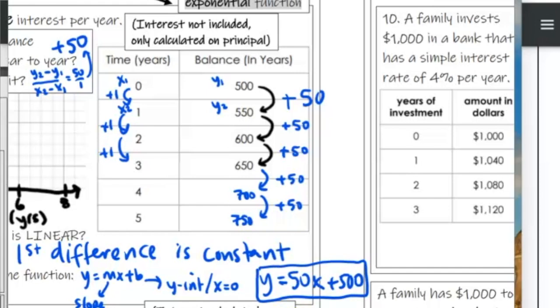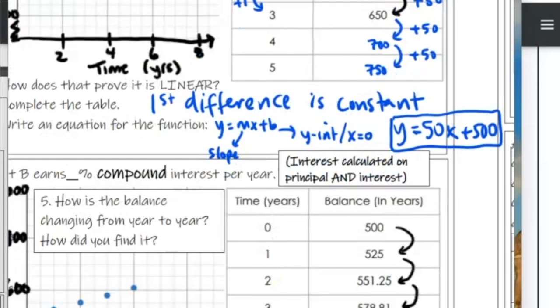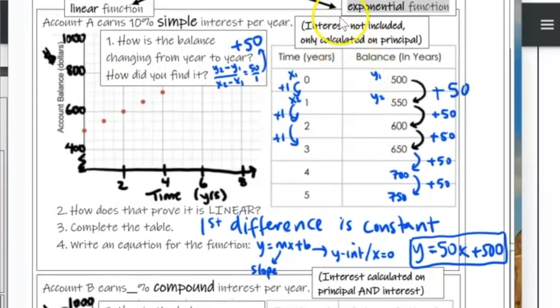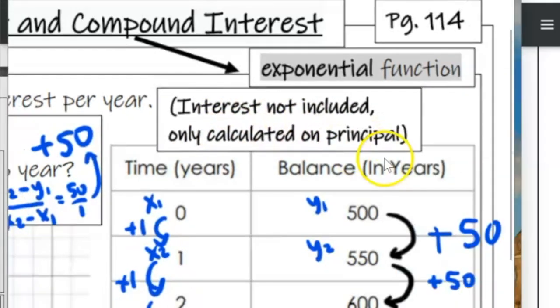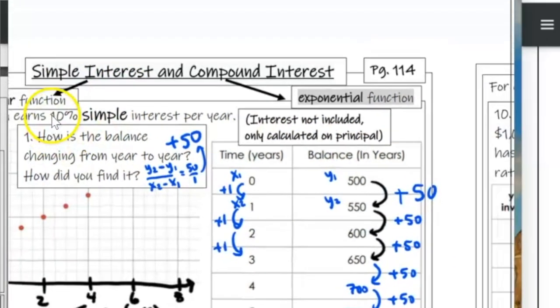Again, you can use a calculator, and I'll show you that in a later video. And I did forget to mention simple interest. Interest is not included. It's only calculated on principal. What do I mean by that? It says 10%. If I take 10% of 500, you're going to get 50, which 500 plus 50 is 550. If I take 10% of 550, it's going to give me $55. But you can see I'm only adding 50 because it calculates interest on principal only.